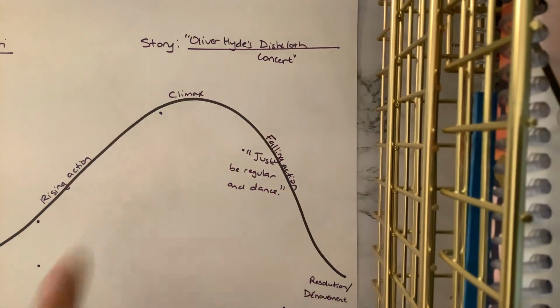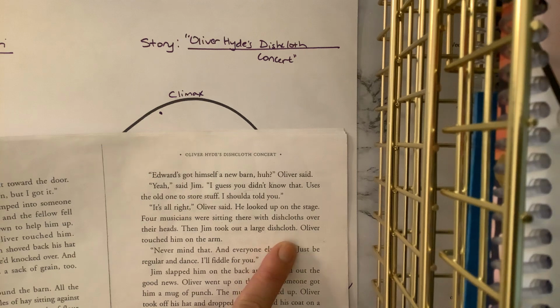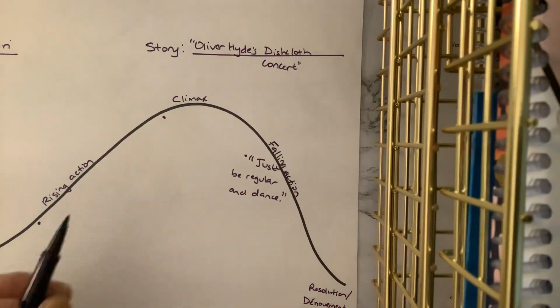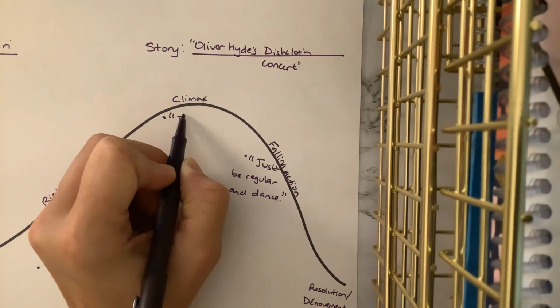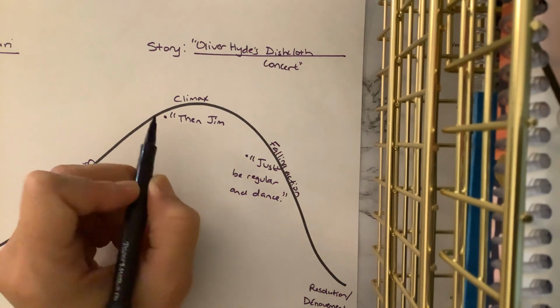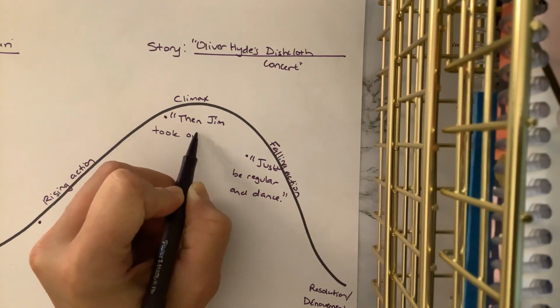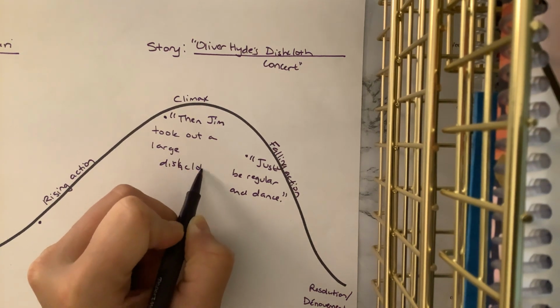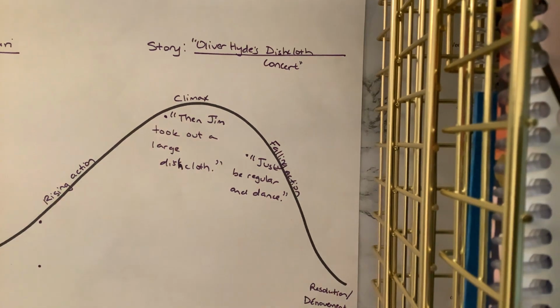Then remember, climax should come right before that. "So then Jim took out a large dishcloth. Oliver touched him on the arm." This would be the perfect quote for our climax. Again, this is the moment when we don't know. Is Oliver going to say, yep, great, you guys all should stay covered because I'm trying to keep you as far away from me as possible? Or does he change his mind? And we see that he changes his mind. So, "then Jim took out a large dishcloth," or if you had the sentence after that, "Oliver touched him on the arm," that would be another option.